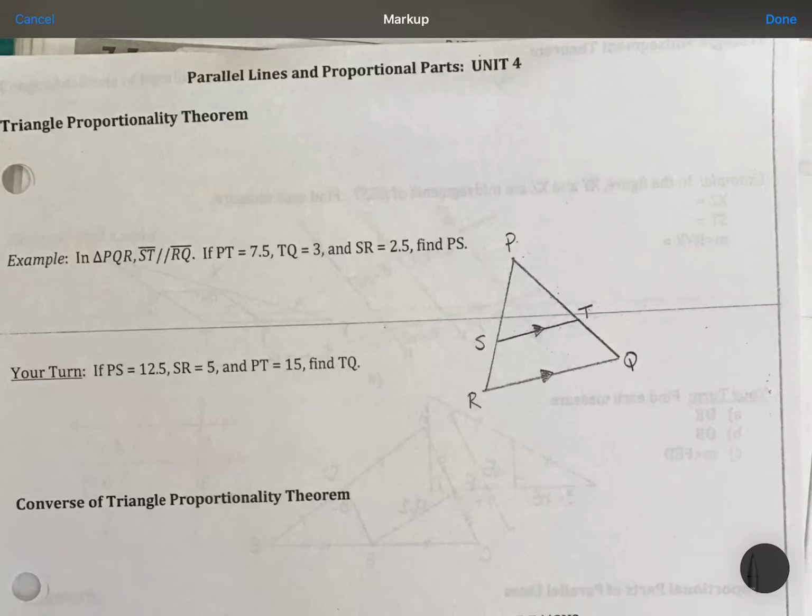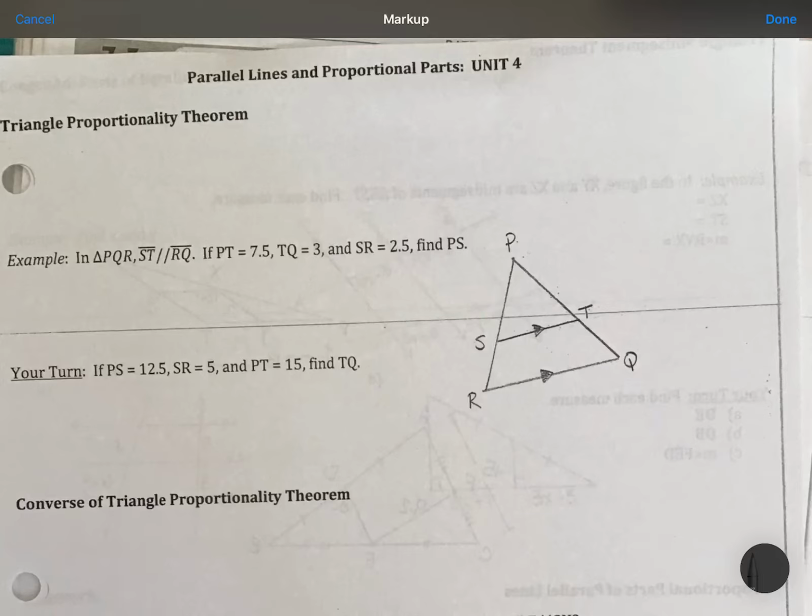All right, today we're going to look at parallel lines and proportional parts. And there's actually 5 things we're going to talk about today. The first one is the triangle proportionality theorem and its converse. Then we're going to talk about the triangle midsegment theorem, proportional parts of parallel lines, and congruent parts of parallel lines. And so we're just going to jump straight in.